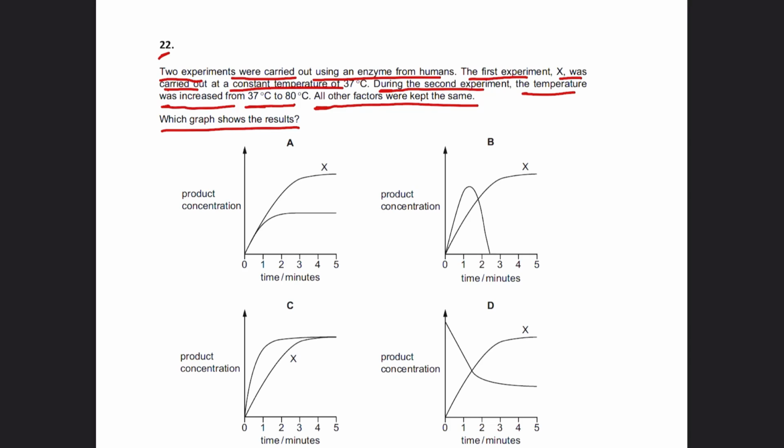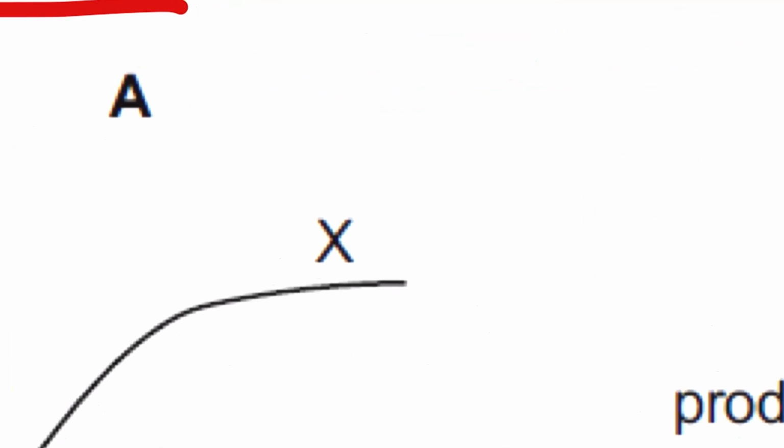So guys, in this MCQ, what they are doing is that there are two experiments. Two experiments were carried out using an enzyme from humans. So they took the enzyme from the humans and they carried out two experiments. One experiment is known as experiment X. It was the first experiment.